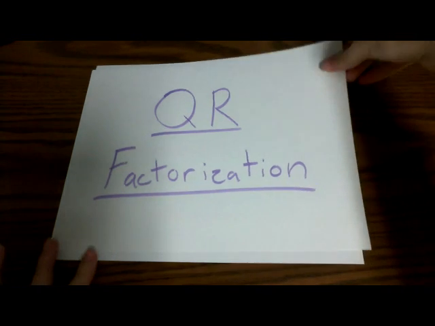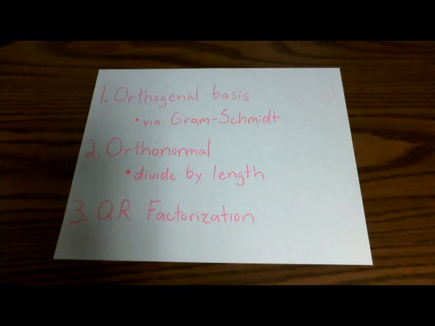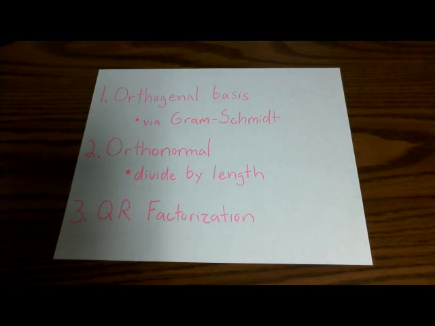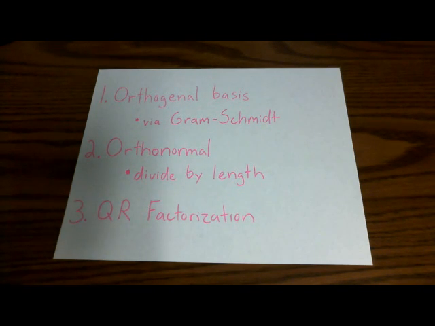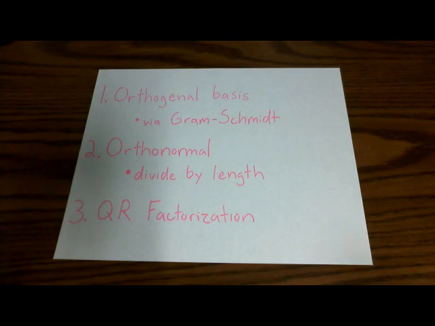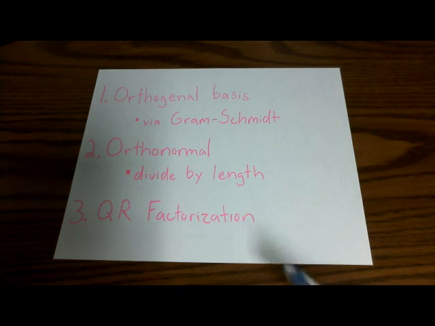There are several steps to doing QR factorization, and these are those steps. First, you must find the orthogonal basis for what you are given, which will usually be the image of A, or perhaps the span of a couple of vectors, and you do this via using Gram-Schmidt, which we will go over. Secondly, you must convert the orthogonal basis into orthonormal, which you do by dividing by its length, as we will show in the second step. And then finally, you can come to find the QR factorization.